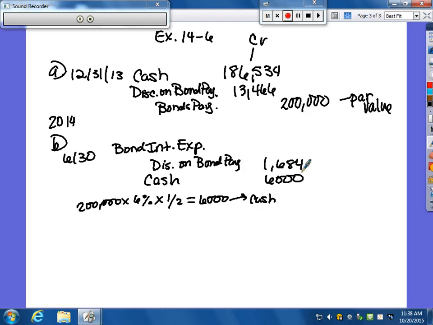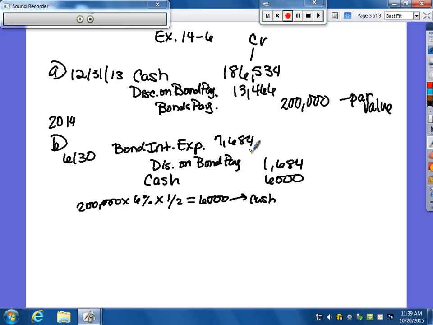So what is your total bond interest expense? Okay, so that's minus 6,284. And it's 4,000. No, you only debited bond interest expense 1,684 plus 6,000. Oh, plus. Okay, so it's backwards. It's going to be 7,684.